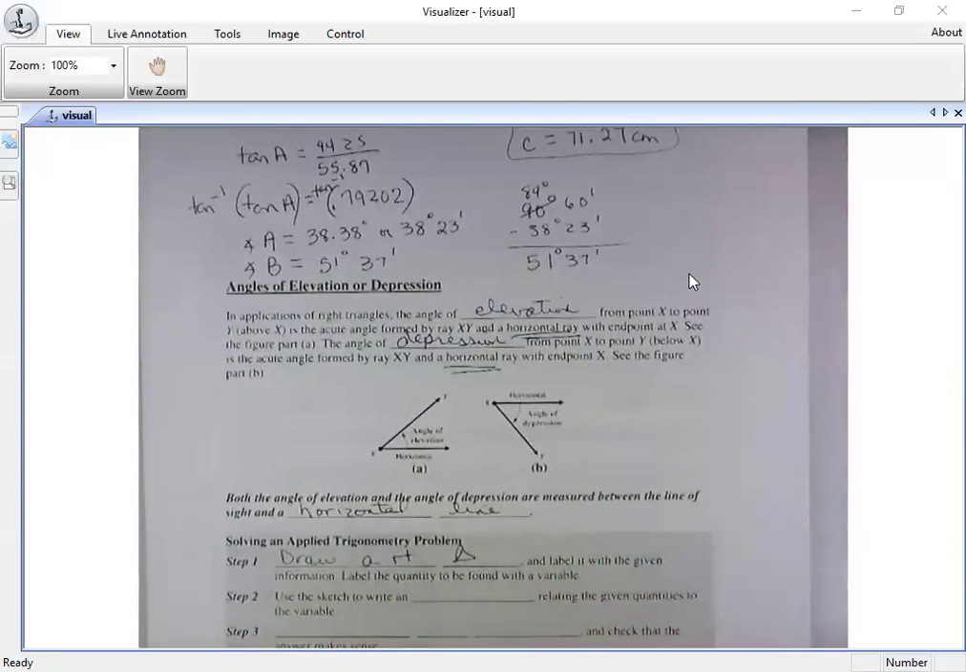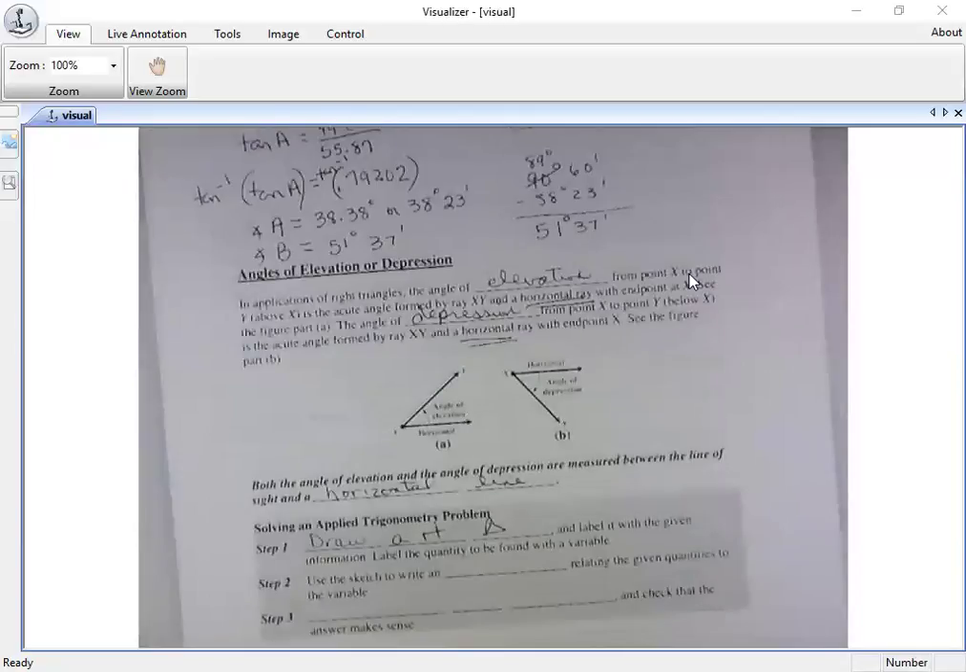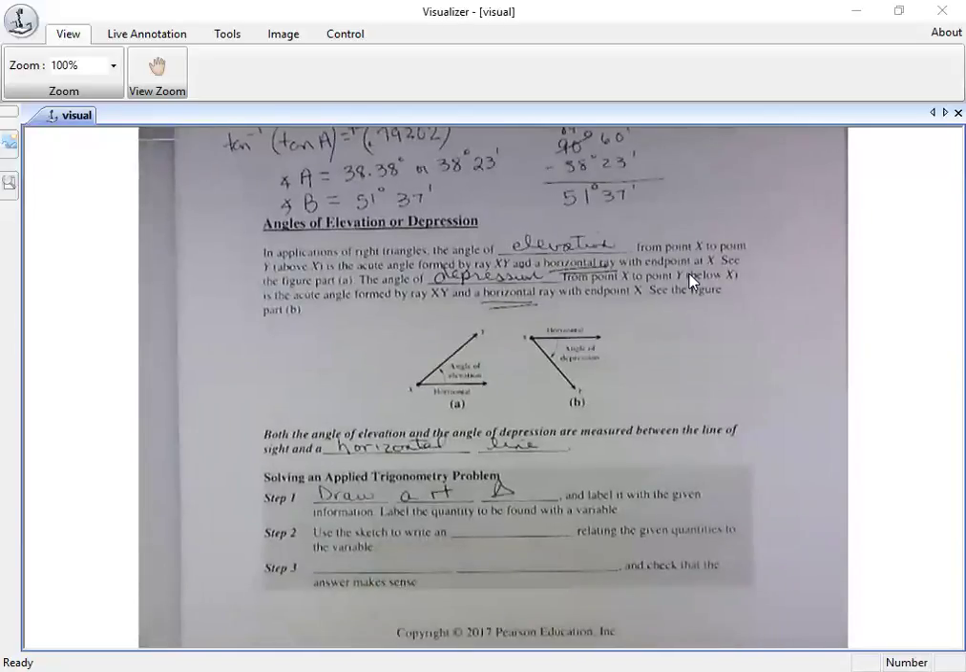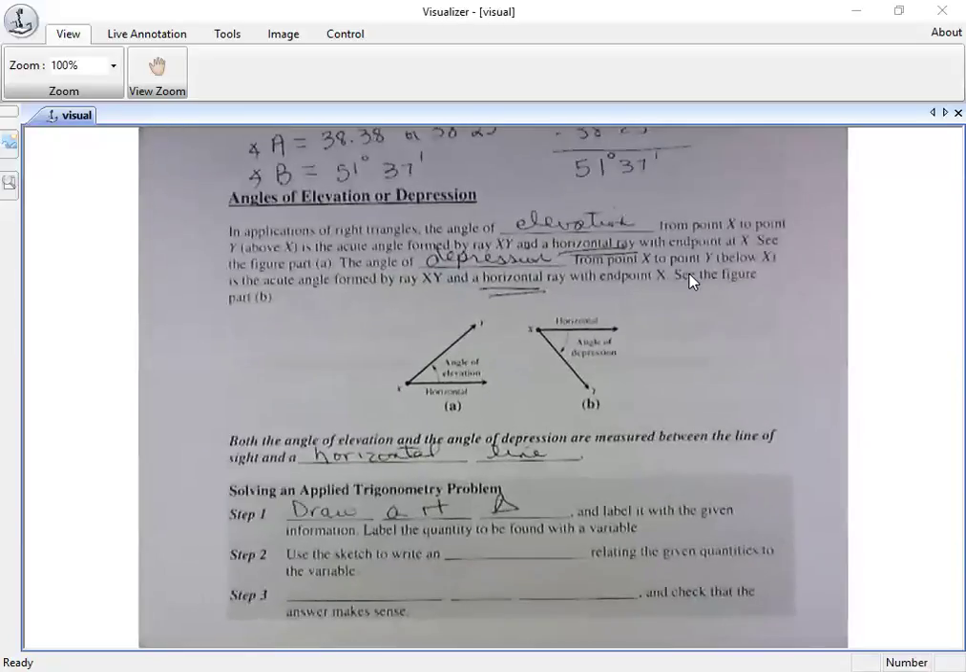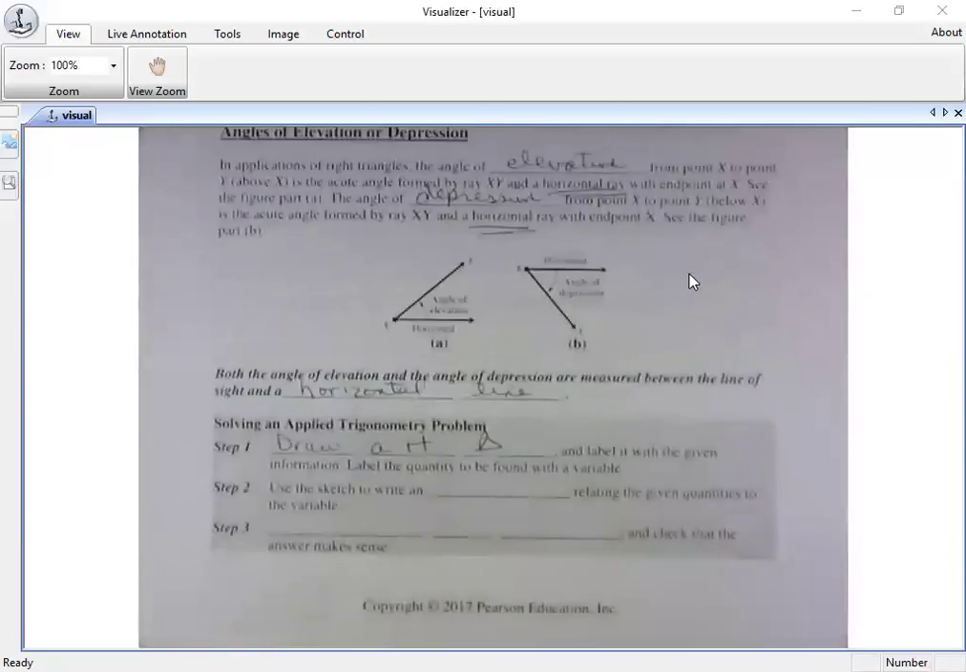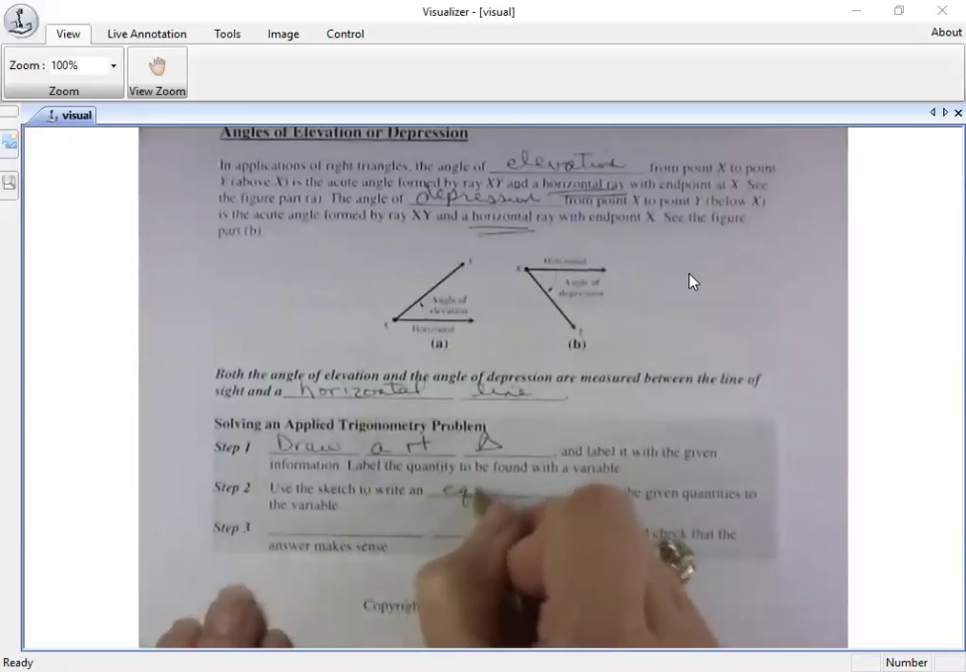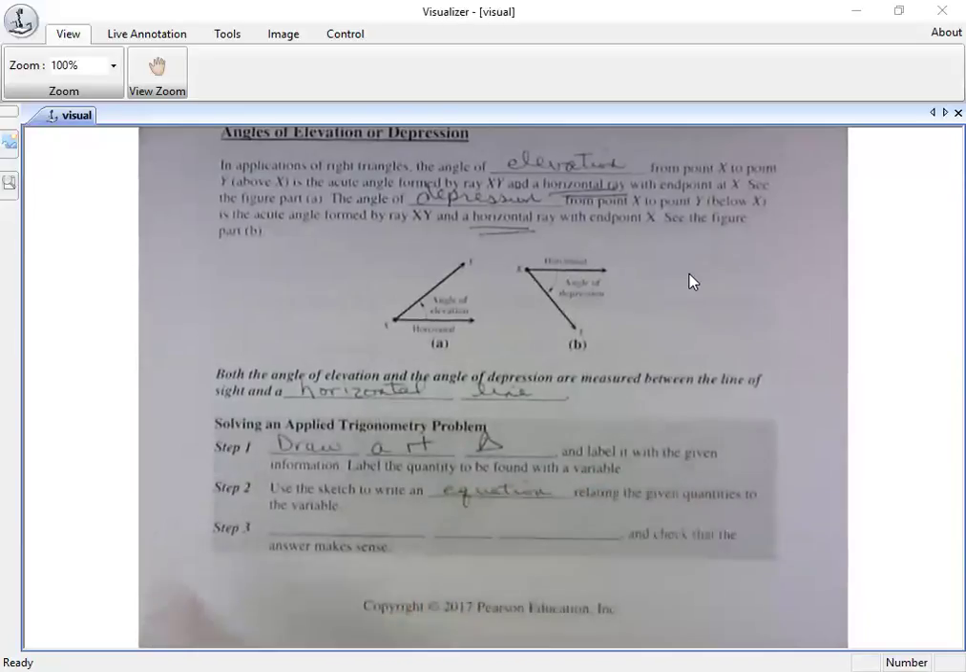Draw a right triangle and label it with the information that you're given. And the quantity you're trying to find will need to be labeled with some variable. You can always use X if you choose, or you may decide that some other letter is more appropriate. That's fine. You just have to pick a variable. Now, use your sketch after you get everything labeled to see if you can come up with an equation that will relate the given quantities to the variable.